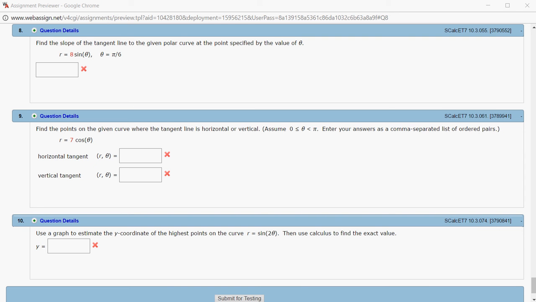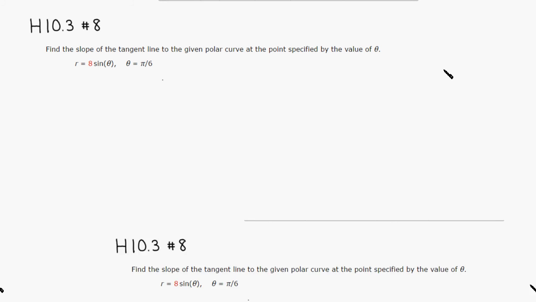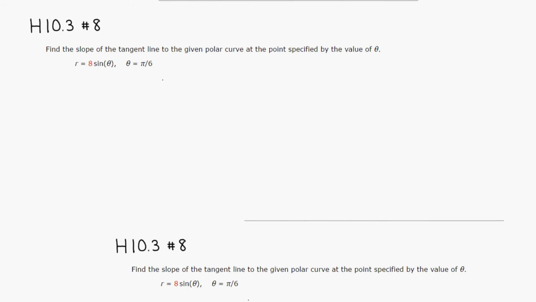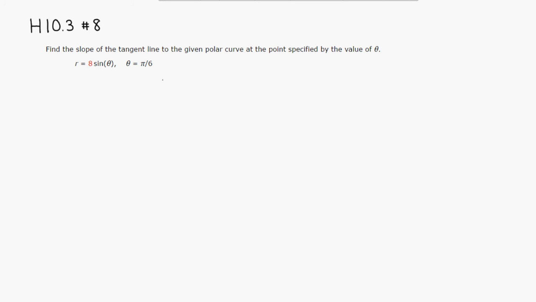Alright, let's look at homework 10.3, problem number 8. Let's do this problem. We want to find the slope of the tangent line to this polar curve here. First thing I would do is write it as parametric equations.